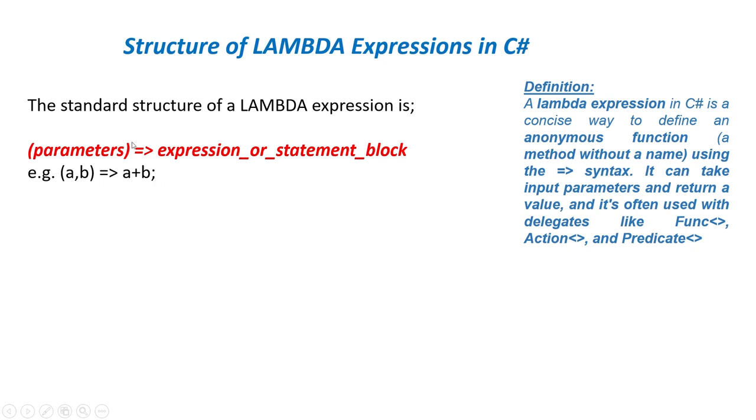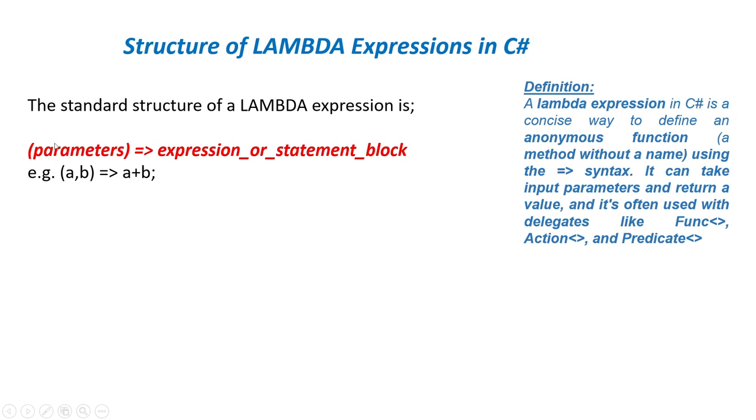So the structure is usually centered around this maps to symbol. On the left of the maps to symbol is usually a set of parameters within parentheses. So you have this parenthesis and then a set of parameters within it. And then on the right of it, you have an expression or a block of statements, representing a list of expressions.